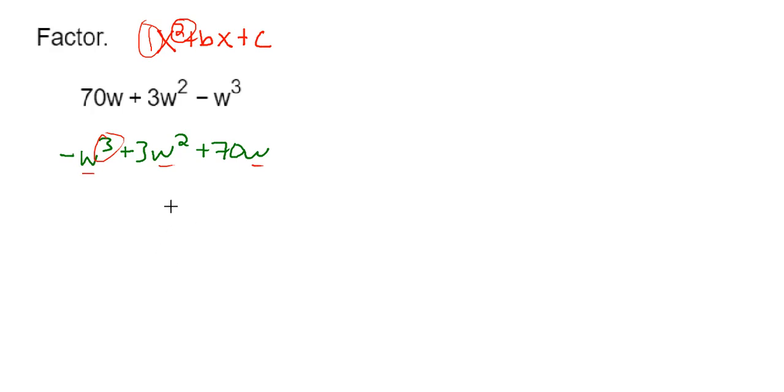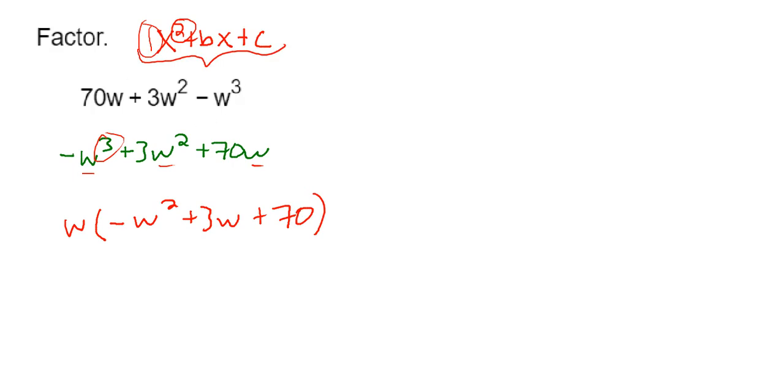So the first thing we should always do on every factoring problem, I didn't mention it on the last few examples, but I should have, is factor out the common factor. So the common factor here is going to be w. So we'll factor out a w, and that's going to leave me with negative w squared plus 3w plus 70, which is closer to what I need to see.